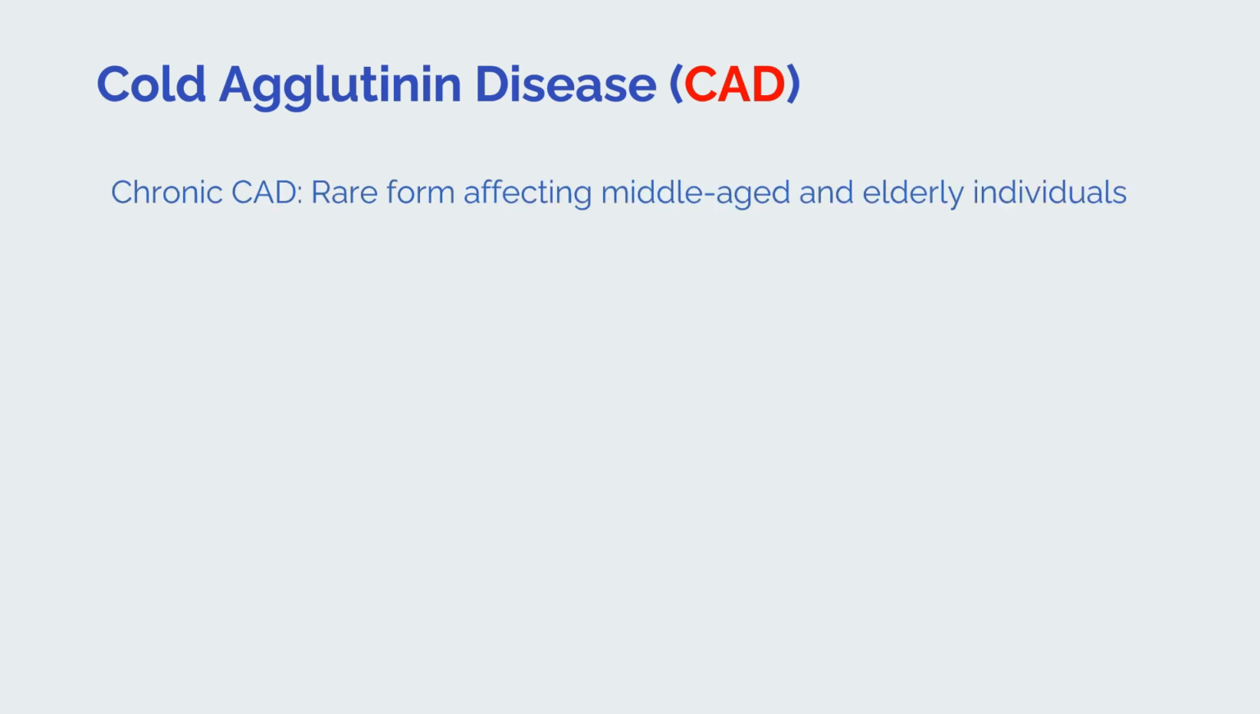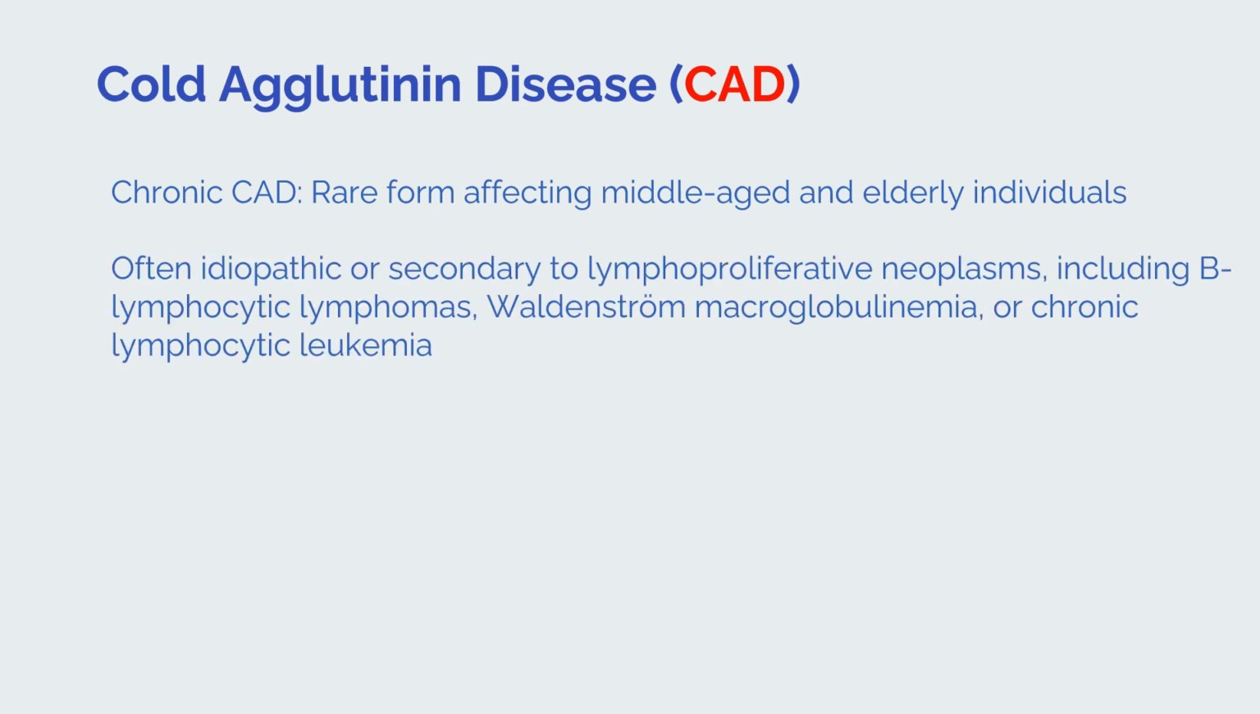Chronic CAD, on the other hand, is a rare form of hemolytic anemia that typically affects middle-aged and elderly individuals. It is often idiopathic, with no known cause, but it can also be secondary to lymphoproliferative neoplasms, including B lymphocytic lymphomas, Waldenström macroglobulinemia, or chronic lymphocytic leukemia. In chronic CAD, the autoantibody is usually monoclonal IgM with kappa light chains.